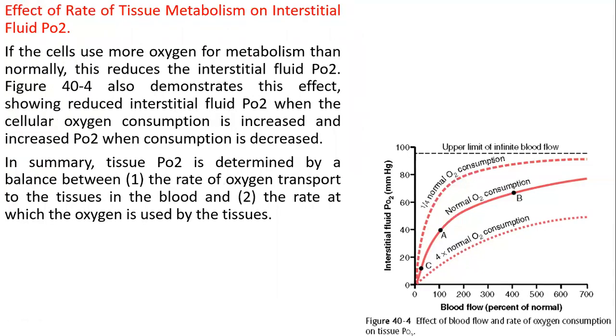Effect of rate of tissue metabolism on interstitial fluid PO2. If the cells use more oxygen for metabolism than normal, this lowers the interstitial fluid PO2. Figure 44 also demonstrates this effect, showing reduced interstitial fluid PO2 when the cellular oxygen consumption is increased and increased PO2 when consumption is decreased.